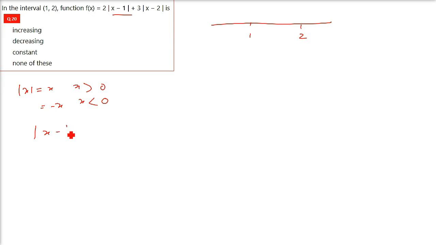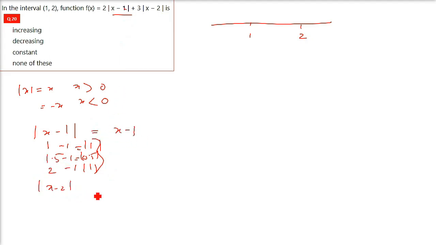This is a very important thing that has to be very clear to every one of you. Now when you have mod x minus 1, just put any value between 1 and 2. For example, I take 1, I take 1.5, I take 2. Now just subtract 1, what do you get? You'll get 0, you'll get 0.5, you'll get 1. So you'll never get a negative value. So in between 1 and 2, mod x minus 1 will always be positive. I hope you got the idea.